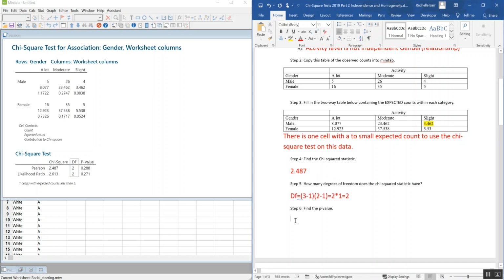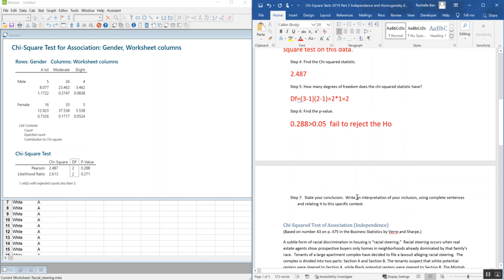All right, last but not least, no wait, I'm not done. I've got to find my p-value and then make my conclusion. So my p-value is 0.288. That's pretty big. It's much bigger than 5%. So I'm clearly going to be choosing to fail to reject the null hypothesis.